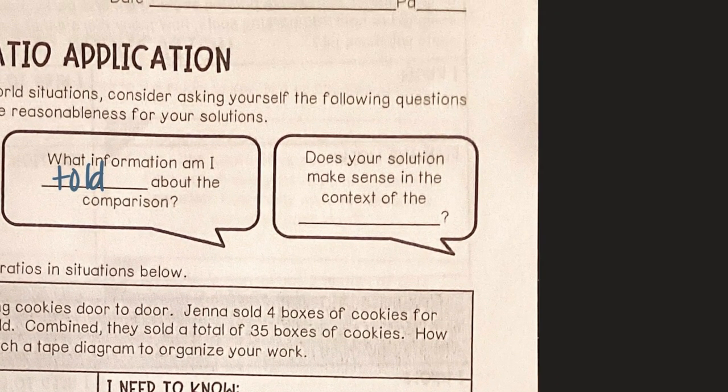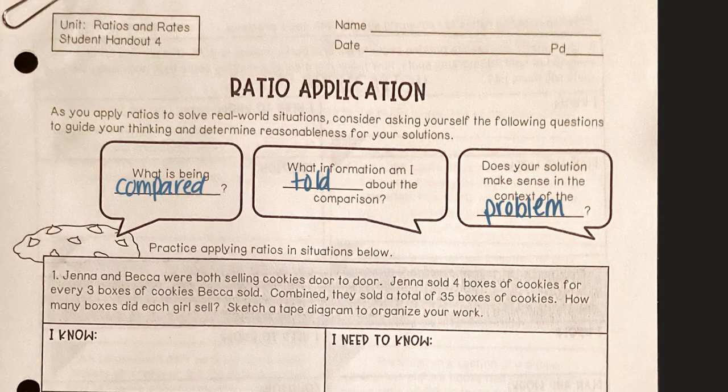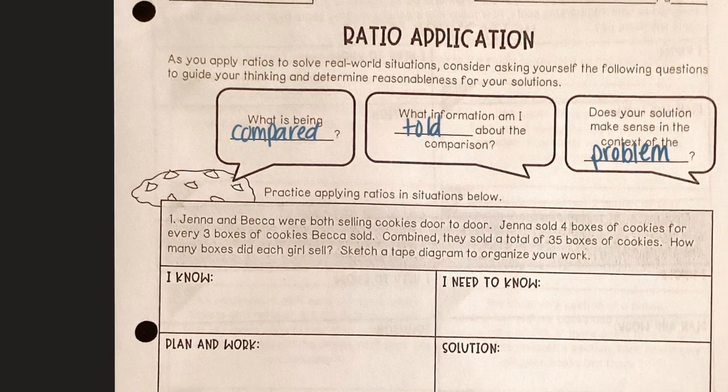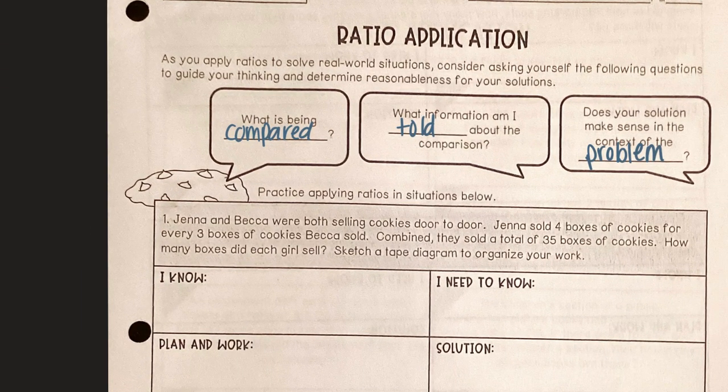And then next, does your solution make sense in the context of the problem? In your word problem, they're going to give you context, and your solution needs to make sense based off of the information that you're told and what is being compared. So, farther down, it says practice applying ratios in the situations below.